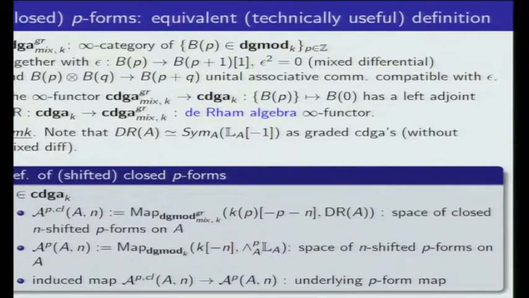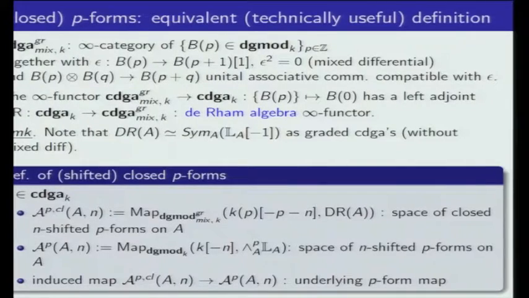And there is a product map. So B^p, the part in weight p, times the part in weight q goes into the part in weight p plus q, and it's associative, commutative, and compatible with the mixed differential. There is a functor from these mixed graded CDGAs to just CDGAs that only takes the 0 part, and this functor has a left adjoint, which we call the derived de Rham algebra, because if you forget the mixed differential, it is just the symmetric algebra on the cotangent complex shifted by -1.